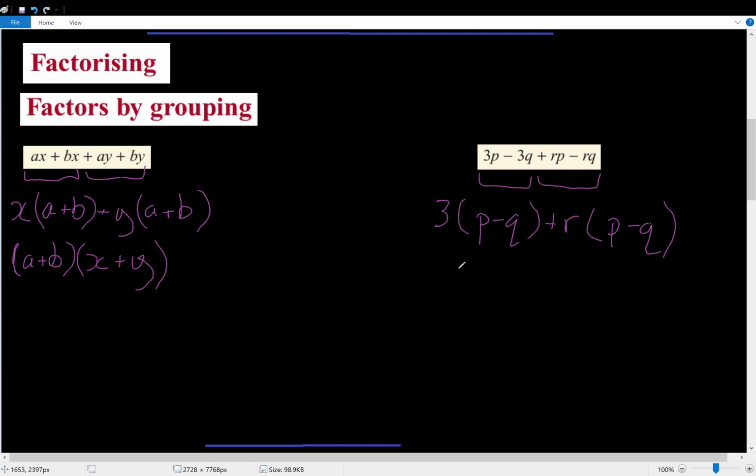But now that we have that, we can take our common bracket of p minus q, and then in our second bracket we put what is left outside from the line above, so 3 plus r, and that would be that expression fully factorized. Well, that's that.